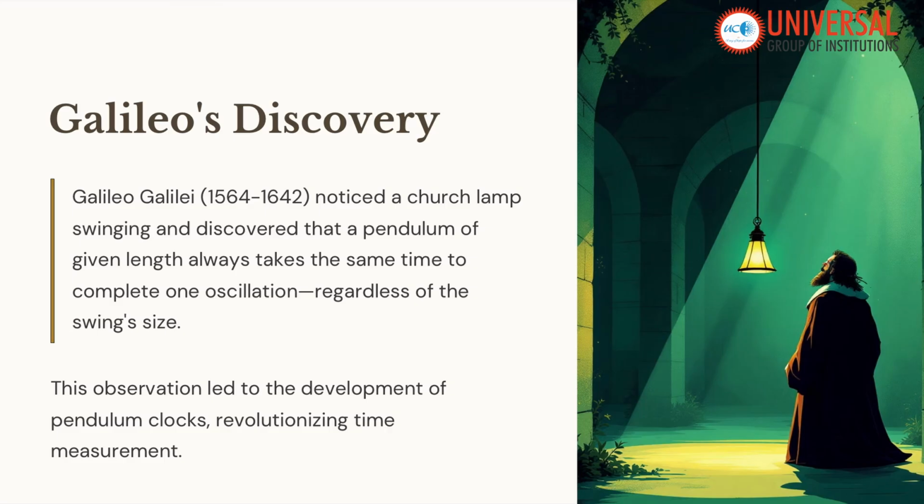So, who observed this? The Italian scientist Galileo Galilei noticed that it takes the same time to complete one oscillation. This discovery led to the development of the pendulum clock. He noticed a church lamp swinging and discovered that a pendulum of a given length always takes the same time to complete one oscillation, regardless of its string's size. Based on his observation of the church lamp, he came to this idea of oscillation.